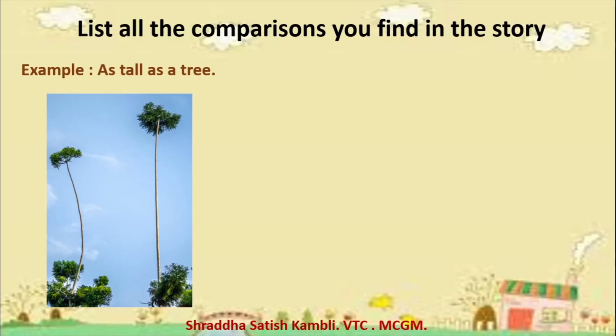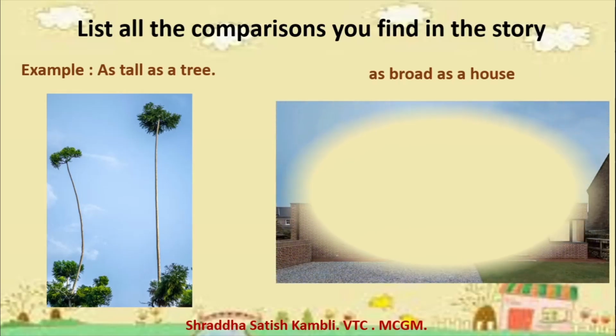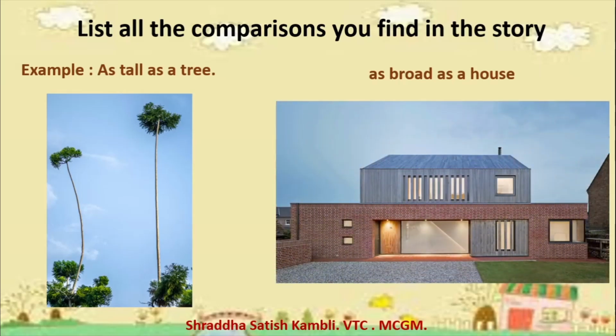See, there is one more example here which says as broad as a house. So children, we never say broad for a house, we say big, but here the word which is used is broad. So broad here means big. See, this house is big, isn't it? Its size is very big. So we say as broad as a house.